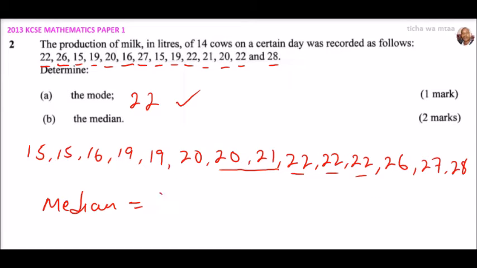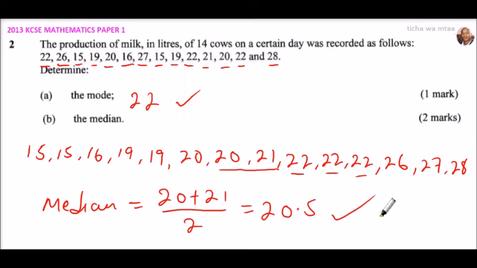So we say it is 20, we add 21, and you divide by 2. This is 41, and 41 divided by 2 is 20.5. So that is the median. So you get 2 marks: 1 mark here for the working and 1 mark here for the answer. So that's how we work out that question.